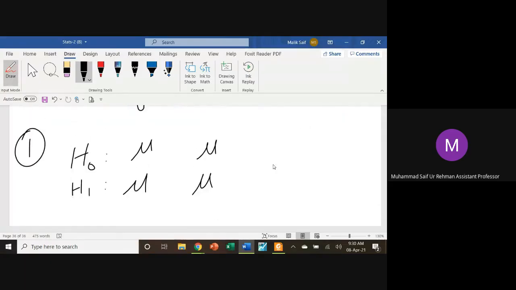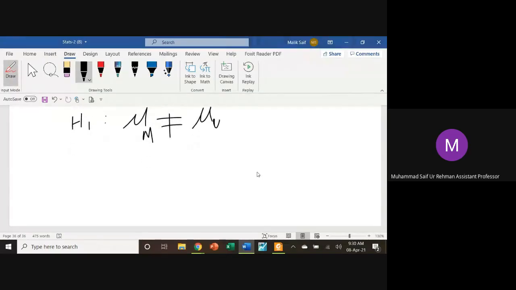So you will use the inequality sign in the alternate hypothesis and the equality sign in the null hypothesis. Here you will give the subscripts for your convenience. You may write m, you may write u, because this is the hypothesis where the equality sign is there, so it will not matter. m and u, m and u. So the null and alternate hypotheses are now there.